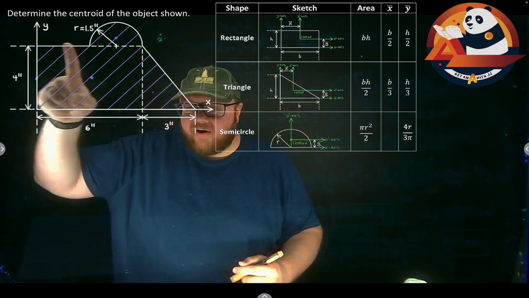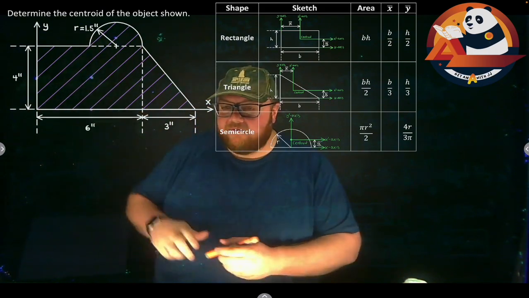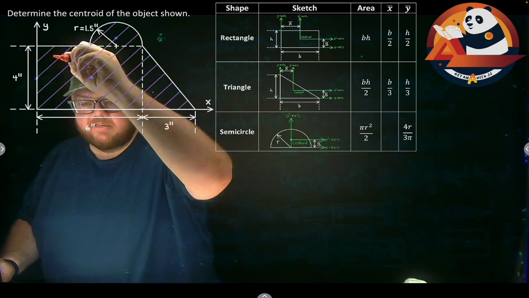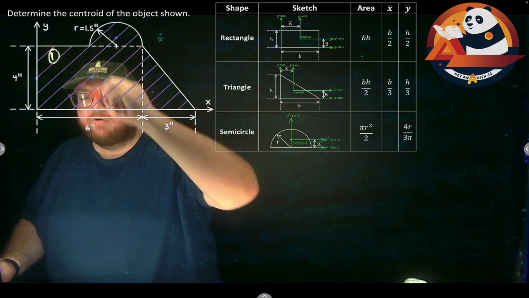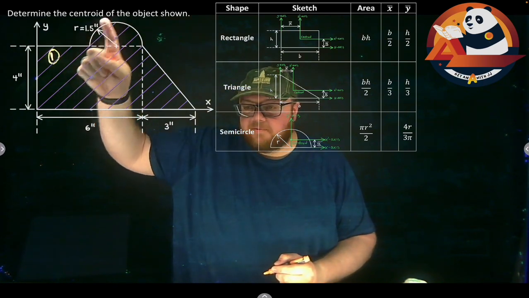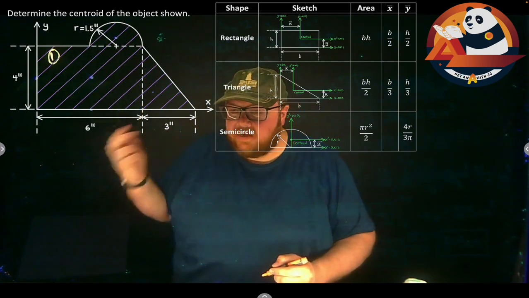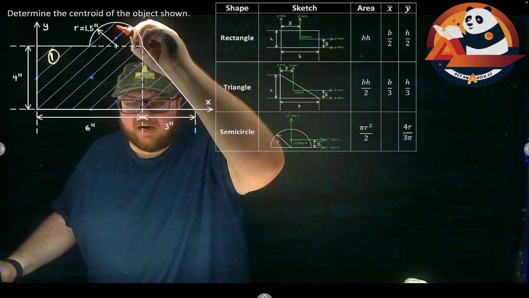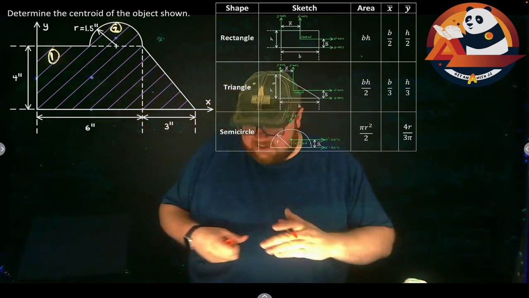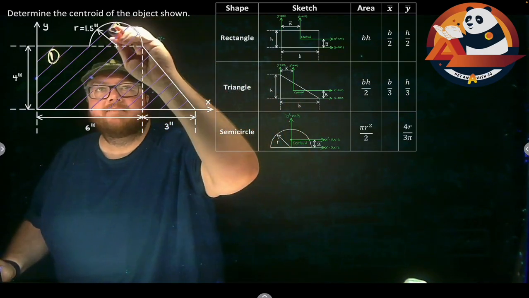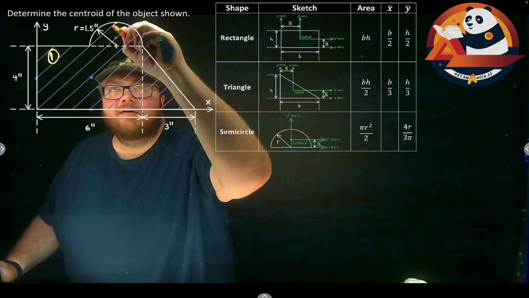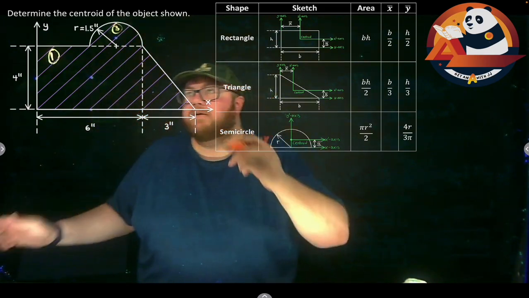So I'd say, well, I have a rectangle here that's 6 inches wide, 4 inches tall. Let's call that shape number 1. So this right here is shape 1. I also have a semicircle up at the top with a radius of 1.5 inches. Let's call that shape 2. So up at the top, this is shape 2. And we're just going to number off our shapes just to make it easy to follow our work. And that leaves us with just a triangle down at the bottom right that I will call shape 3.